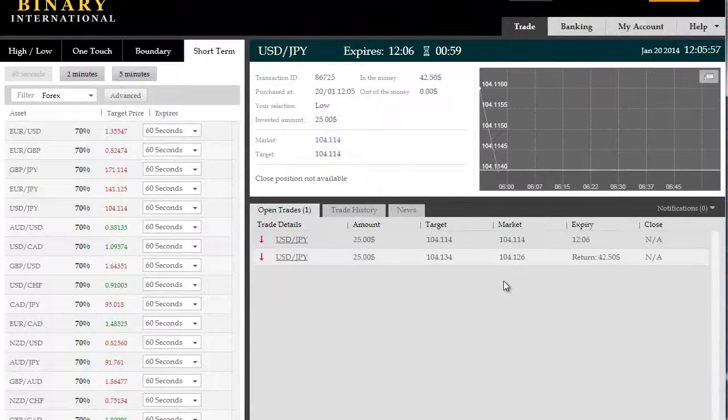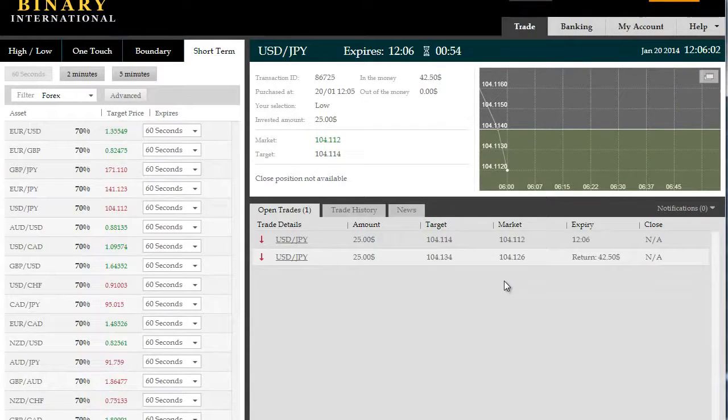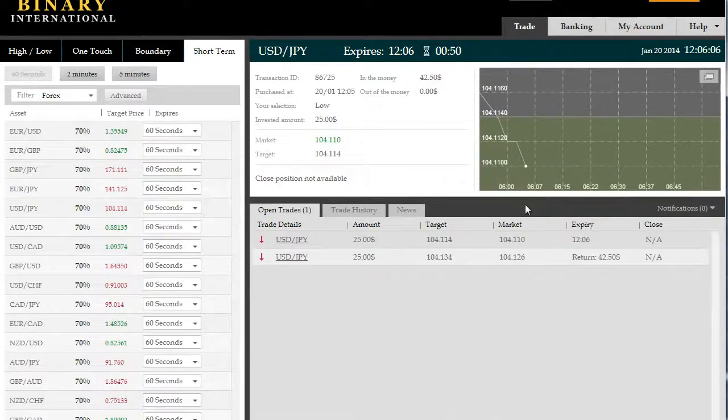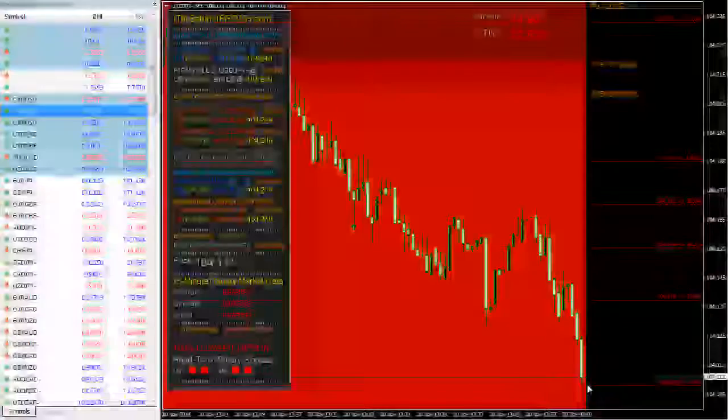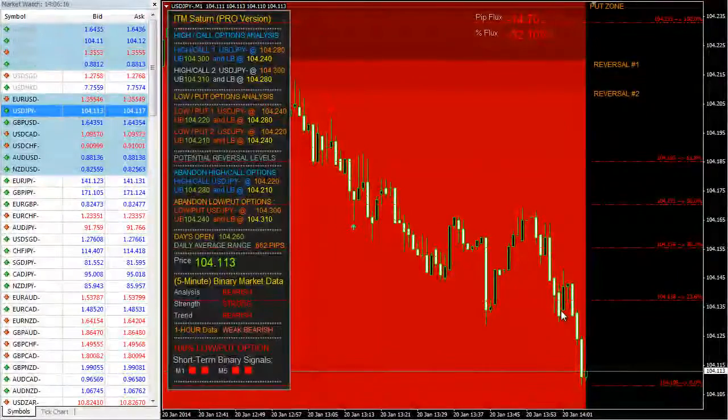So $25 invested into a short trade. We already had a 42.50. There was a bit of a clip mix here while I was changing over from pair to pair. We had one trade that had already expired in the money at 42.50. And we now have 100% low put option probability on this particular trade as well. That is currently in execution.